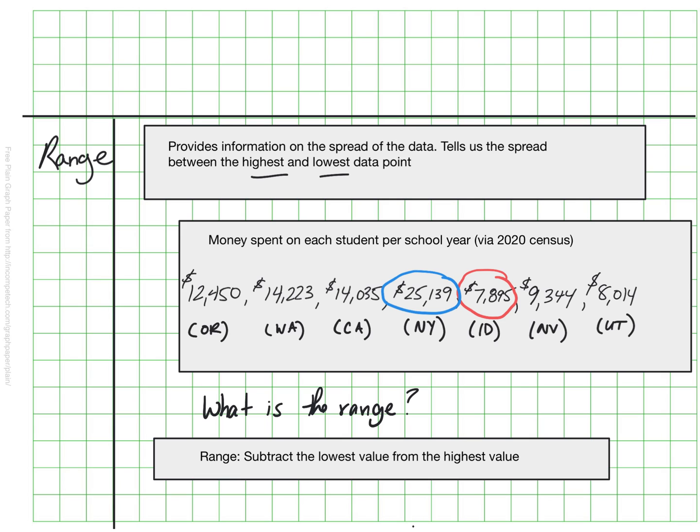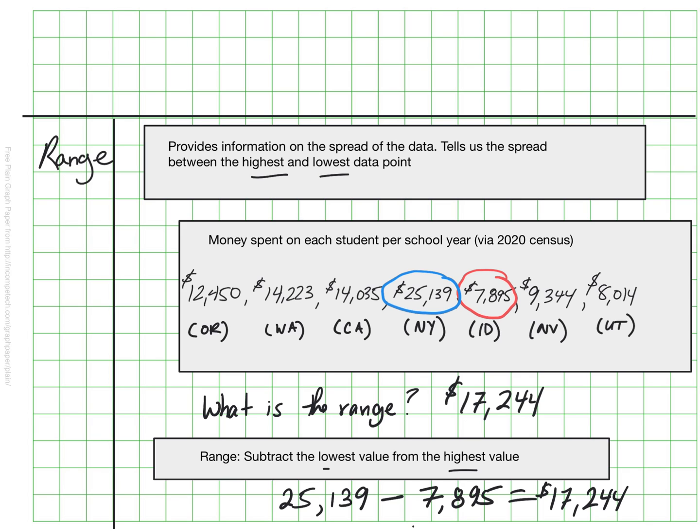So we're going to subtract the lowest value from the highest value. I'm going to take my 25,139 and subtract the value from Idaho, 7,895. And when we do that, we get, I think, $17,244. So that means there's a difference of $17,244 between these two states. That's how much more New York is spending versus Idaho. And that's a pretty big difference, right?